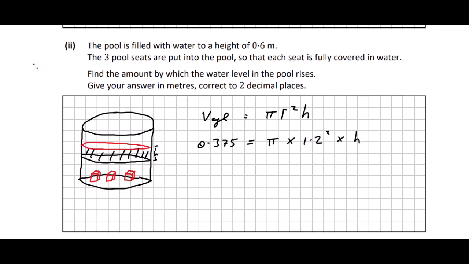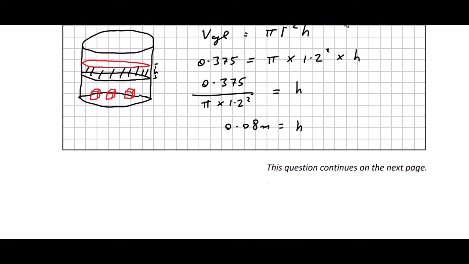So really, all of these things on the right-hand side are multiplied, so we can bring them over to the other side and divide them. So it's 0.375 divided by pi times 1.2 squared. That'll give us our h. Now, when you do that, you get an h of 0.08 meters, and that's 2 decimal places. That's it, really, for that part of the question.